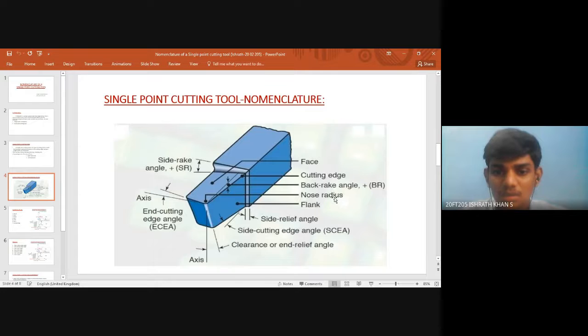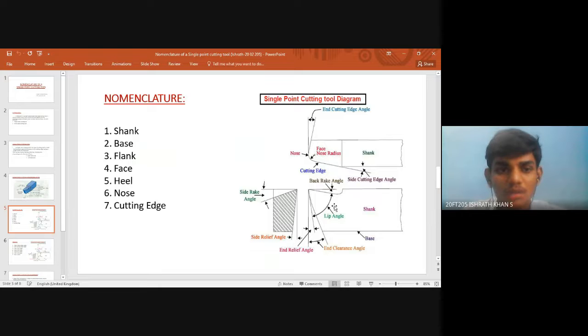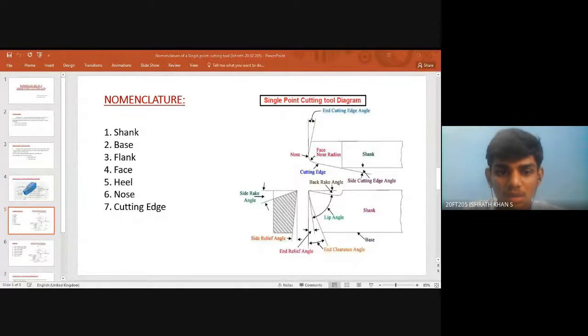This is a three-dimensional view of a single point cutting tool nomenclature. The various parameters of a single point cutting tool are shank, base, flank, face, heel, nose, and cutting edge. Let me see in a detailed manner. The shank is the main body of the tool which is used to hold the tool. The base is the bottom surface of the tool which is opposite to the face. The flank is the vertical surface adjacent to the cutting edges. According to the cutting edges, there are two flanks, side flank and end flank.